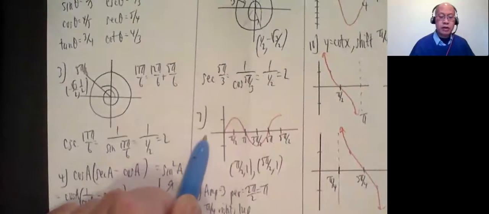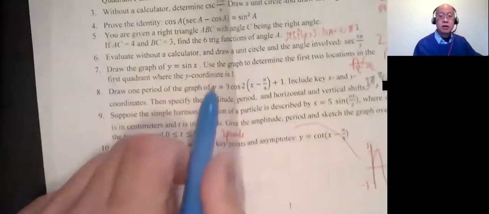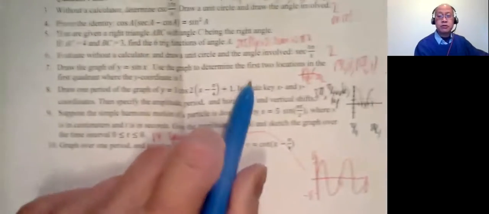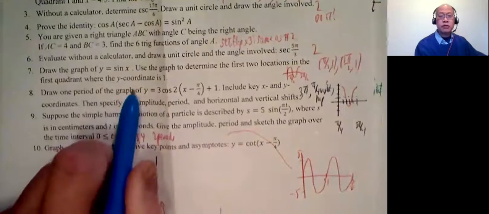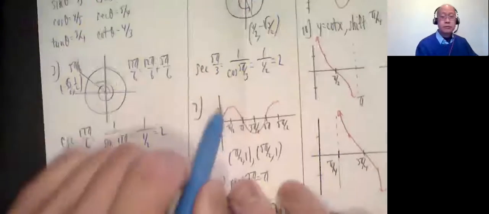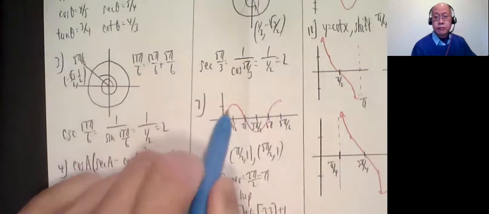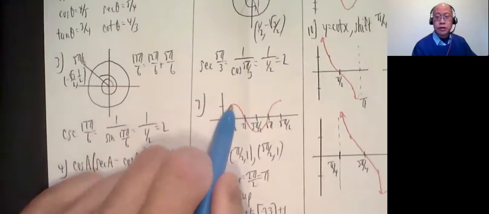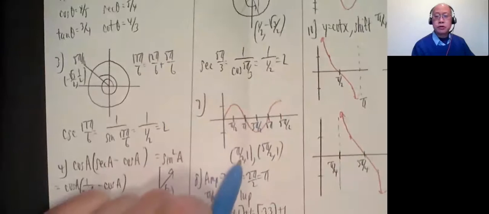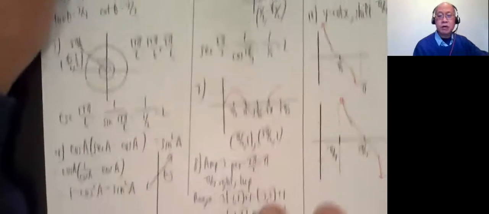7, draw the graph of y equals sine of x, and then use the graph to determine the first 2 locations in the first quadrant where the y coordinate is 1. Okay, so here's 1 period, and we go up to here. So the y coordinate is 1 here and here. So we have pi over 2 comma 1 and 5 pi over 2 comma 1.